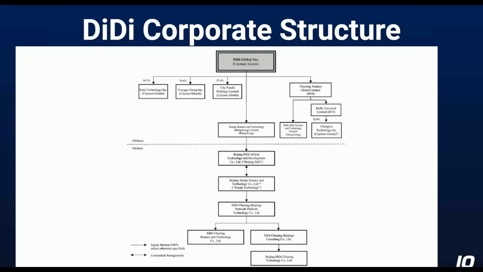So this is from DiDi's S-1, right? They told everybody this was the structure before their IPO. And this DiDi Global Incorporated from the Cayman Islands is what the American ticker DIDI is an investment in. So you're buying shares in the Cayman Islands company. All these things that have a one-sided arrow are things that this company owns, and these little things aren't really much to speak of.